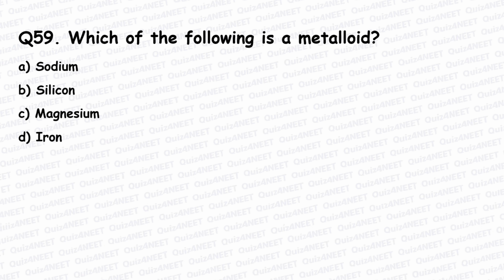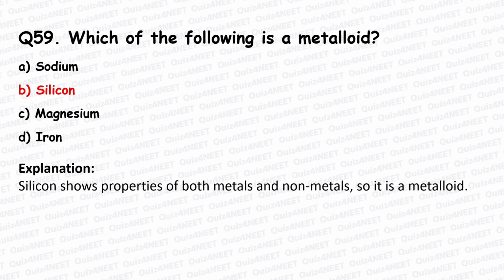Q59. Which of the following is a metalloid? A. Sodium, B. Silicon, C. Magnesium, D. Iron. Answer B, silicon. Silicon shows properties of both metals and nonmetals, so it is a metalloid.